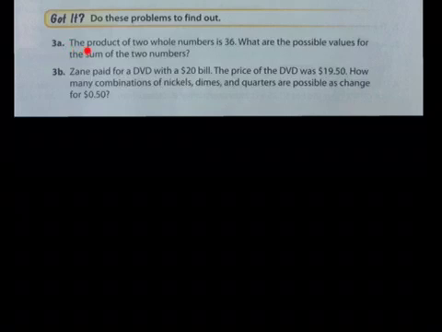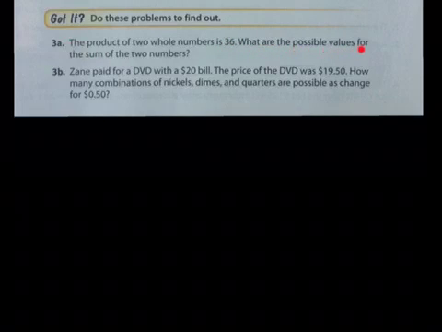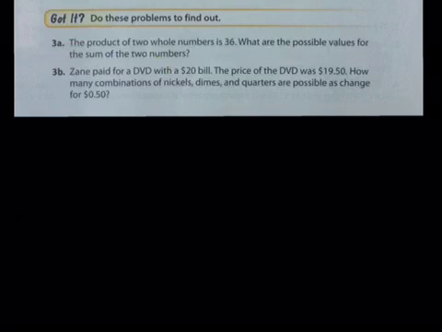So here, for example, the product of 2 whole numbers is 36. The product is 36, okay? Meaning when you multiply 2 numbers, you will get 36, right? But now here, what are the possible values for the sum of the 2 numbers? So now you're going to take those 2 numbers that you multiply to get 36, and you have to add the 2 numbers. What are the possible sums?